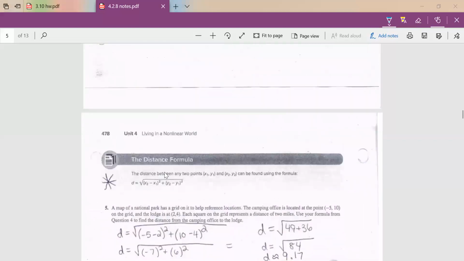All right, so again, here's the distance formula. We just figured it out. And just make sure you know that formula and have it memorized. If you need to write it down 30 times on a piece of paper to memorize it, please do that.